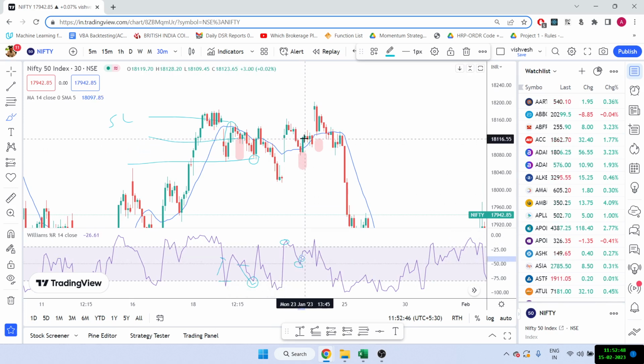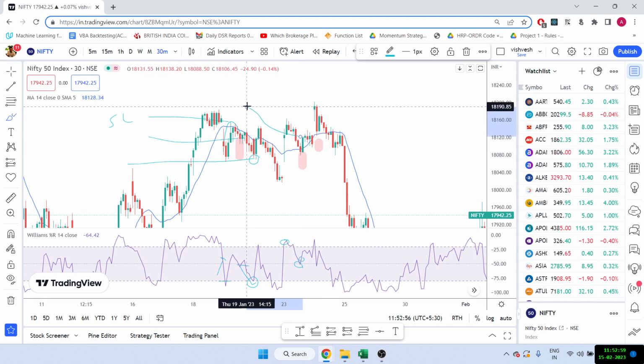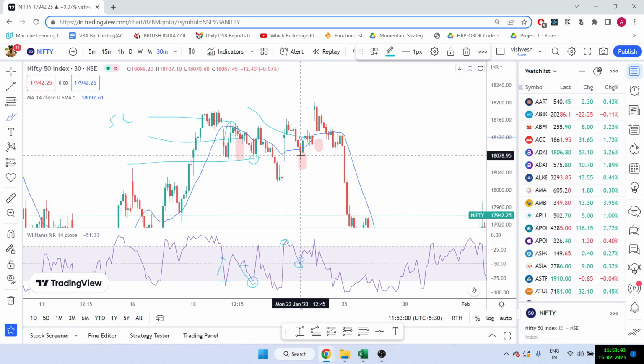So we can see at the same time, this green candle is above the moving average also. So all the conditions are met. That means we can take a buying entry on the closing price. So at the closing here, we are taking the buying entry with this swing as the stop loss.